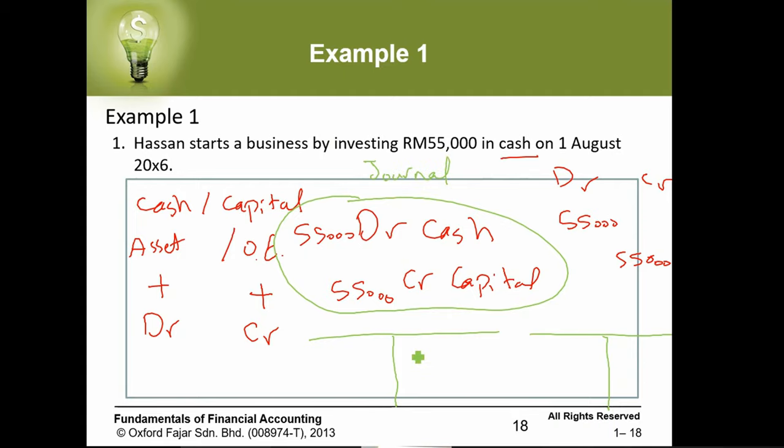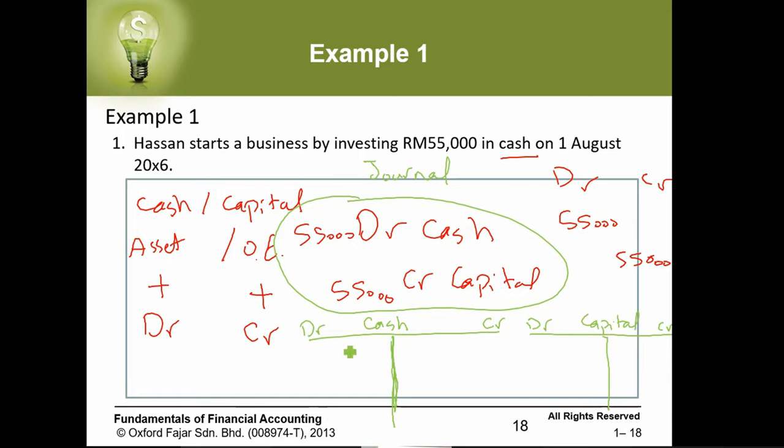For the ledger, we're going to open a different book. Each page has a different account. So we rearrange the transactions we have in the journal based on the ledger. Normally the ledger, we can present it with what we call a T account, because we're going to draw a letter T. The left side will be the debit side, the right side will be the credit side. Each account will have one T account. So here we have two accounts, which are cash and capital.